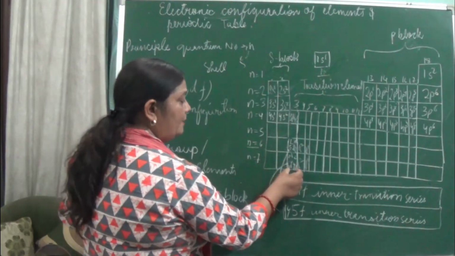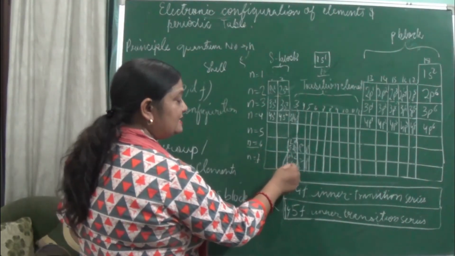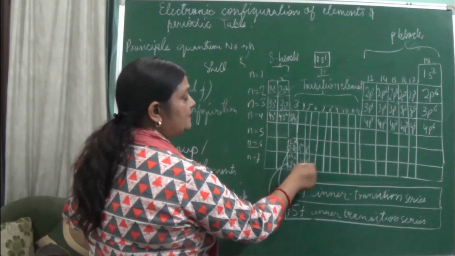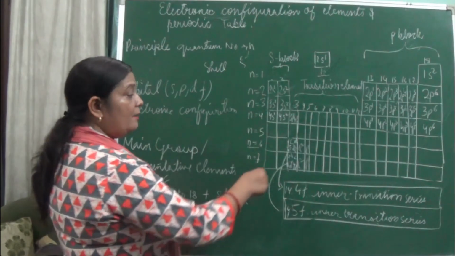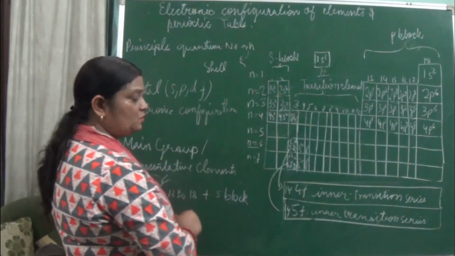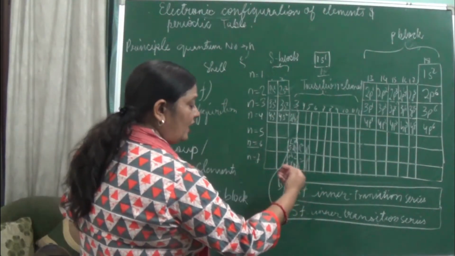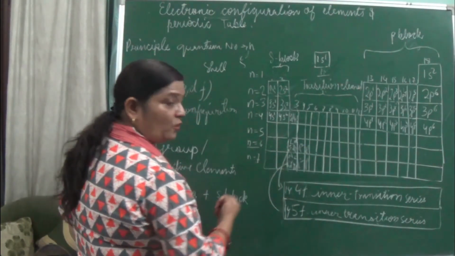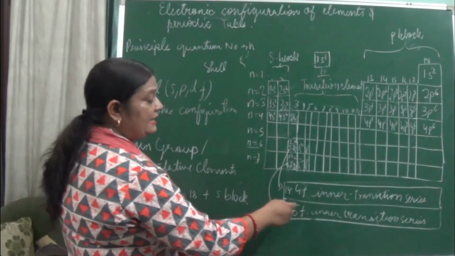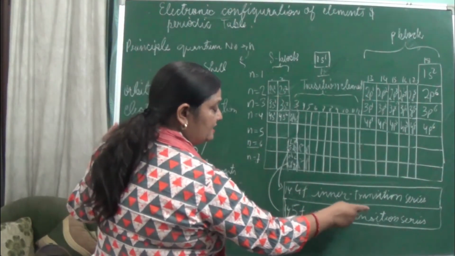Okay, now coming to n is equal to 7. Here in the third group, 6d1, 6d2, 6d3, 6d4, 6d5 is filled. But as soon as 6d1 is filled, the 5f elements start filling. These are also 14 in number, and these are known as the inner transition series.